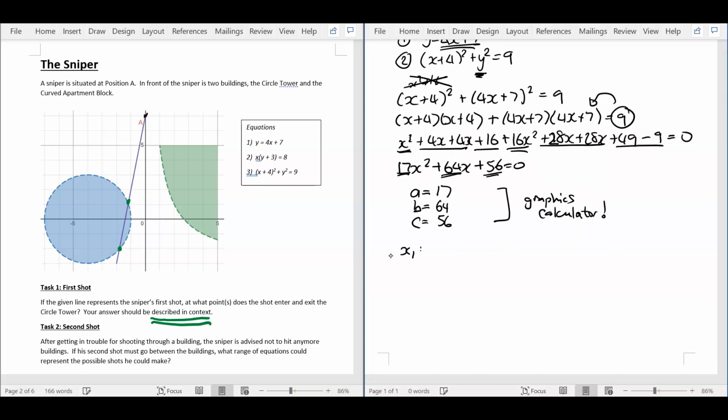So x1 is going to be equal to negative 1.383, and I've rounded that to 3 decimal points. And our second value for x, x2, that's going to be equal to negative 2.381, also rounded to 3 dp. So we've now got the x values.